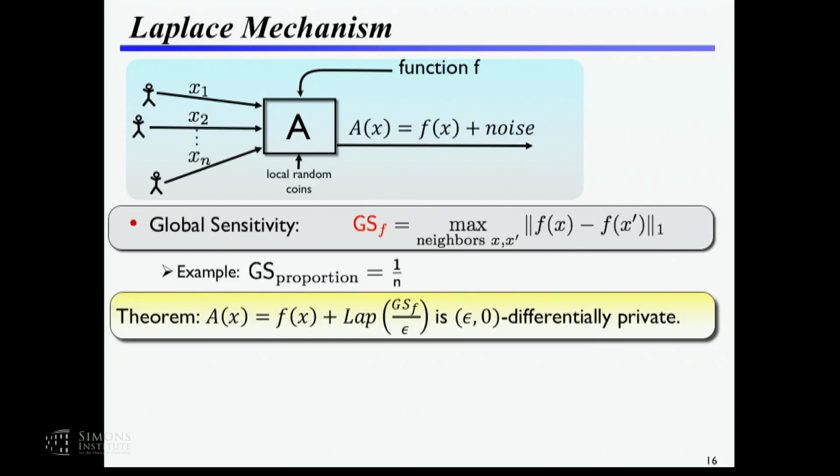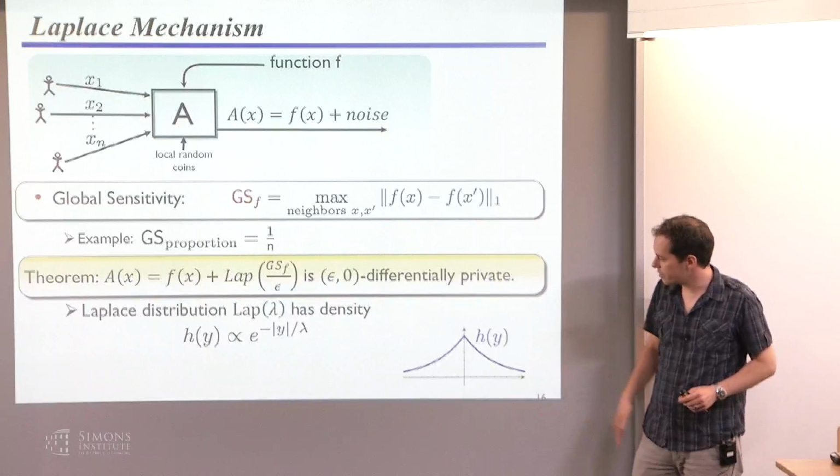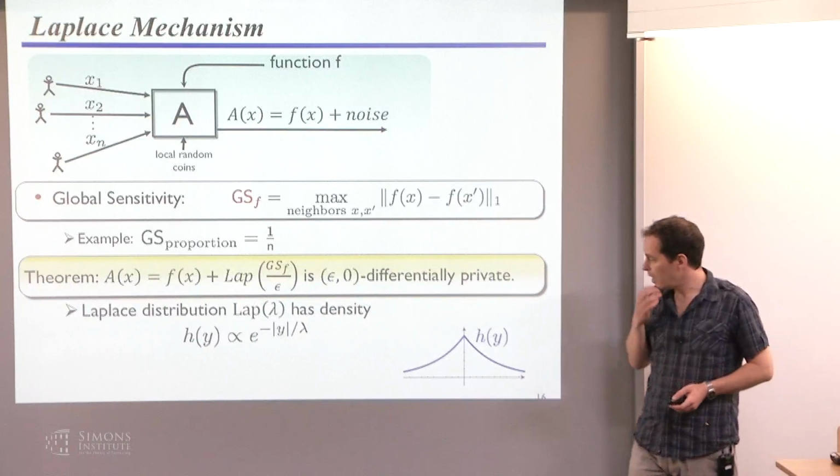So if we compute f of x and add Laplace noise proportional to the global sensitivity over epsilon in each of the components of the thing we're trying to release, then we indeed get an algorithm which is epsilon 0 differentially private. We don't even need the delta parameter. Okay, what's this Laplace distribution? Well, it's kind of like a Gaussian distribution, but it's a little pointier at the peak, and the tail goes down a little less heavily.